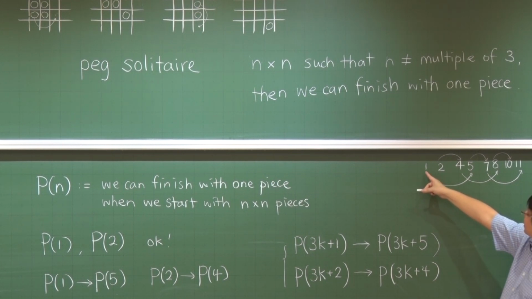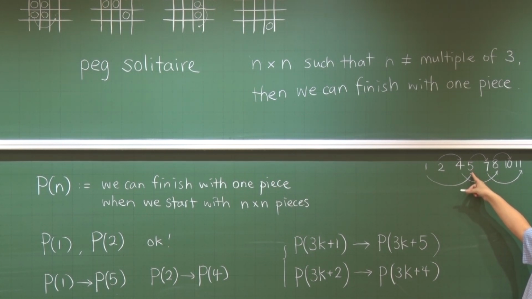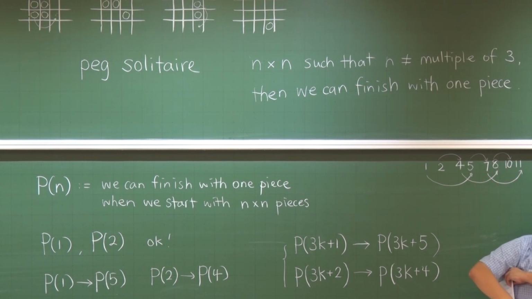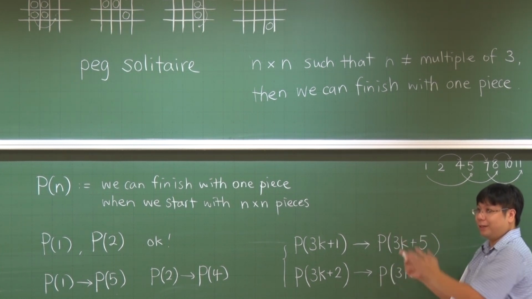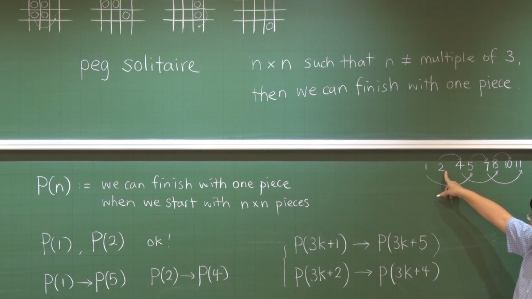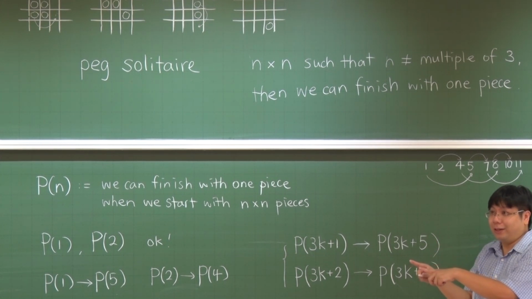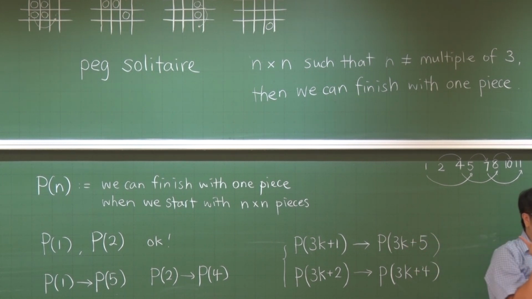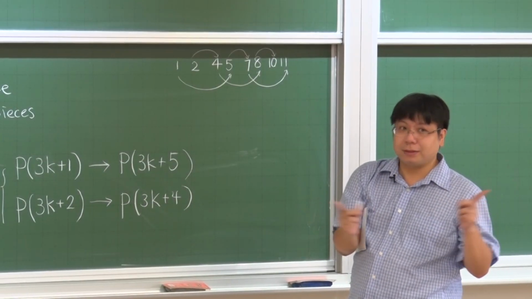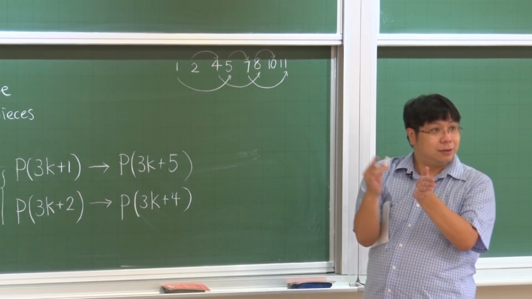Okay? So if 1 is correct, 5 is correct. If 5 is correct, 7 is correct. 7 is correct, 11 is correct. So it is like you add 4, and then you add 2. You add 4, you add 2. On the other hand, if 2 is correct, 4 is correct. 4 is correct, 8 is correct. 8 is correct, 10 is correct. So this time you add 2, you add 4. You add 2, you add 4. And then you will easily check that for every 6 numbers, it forms a cycle.